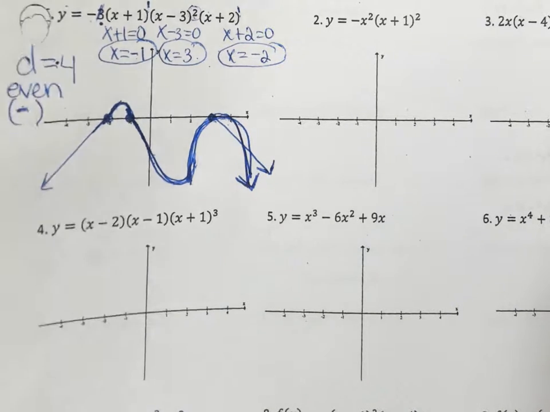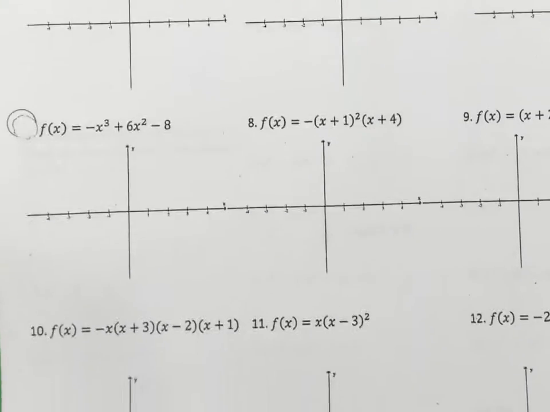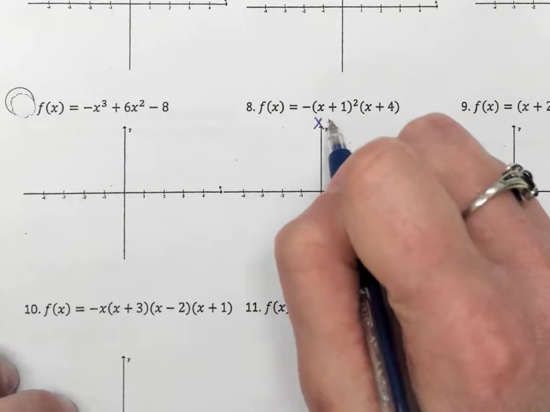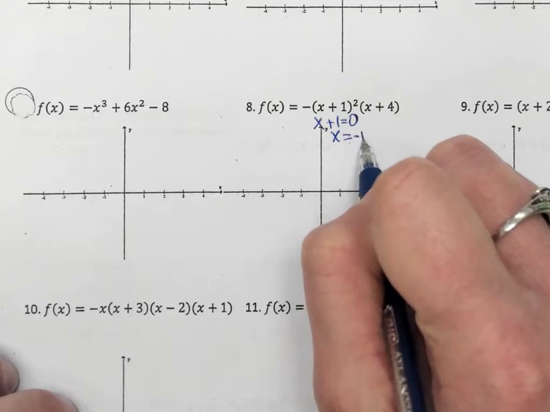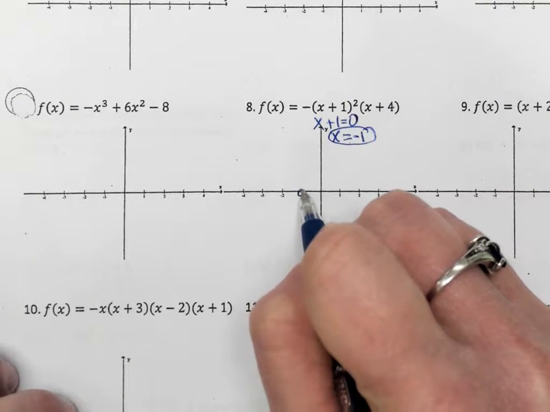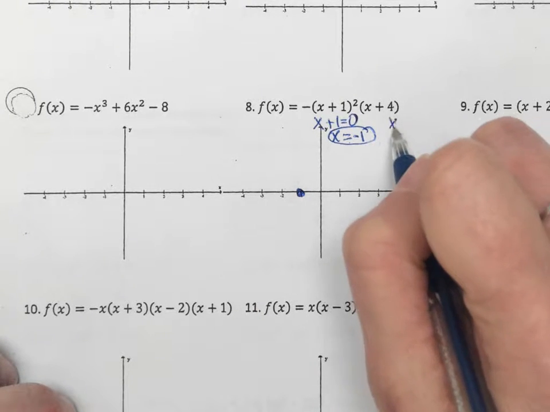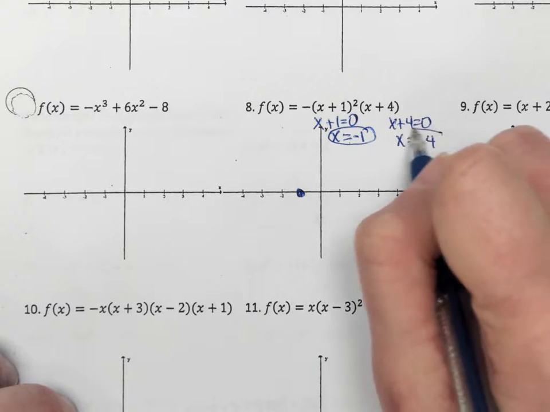You want to do an odd one? Let's do an odd one. Let's do number 8. Go down to number 8. We'll do 8 together. Here we go. All right. So x plus 1 equals 0 means that x equals what? Negative 1. There you go. Put you a point. X plus 4 equals 0 means that x equals what? Negative 4. There you go.